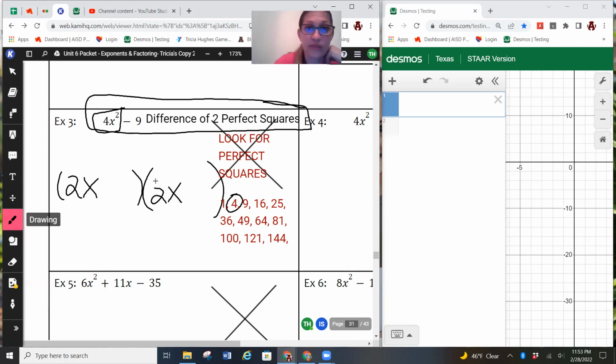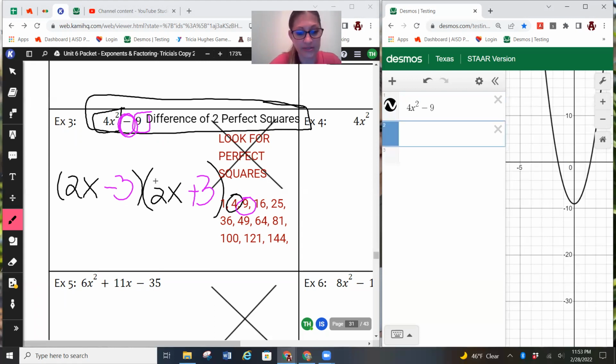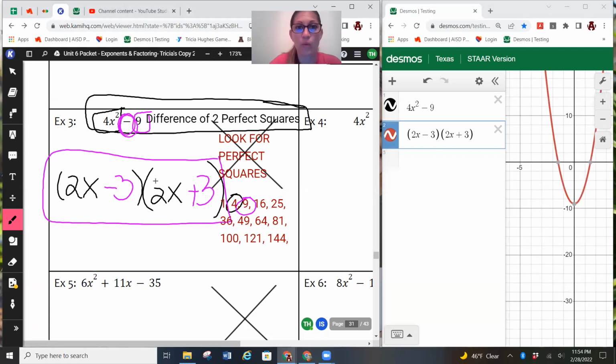Once I break up the 4x squared, which is the a, I'm now going to break up the c. What multiplies to 9? Well, 9 is a perfect square. 3 times 3 is 9. The thing is, this is a negative 9. So one's negative, one's positive. You can check your answer in Desmos. 4x squared minus 9. This is called factored form. And they overlap. Overlap means I got it right.